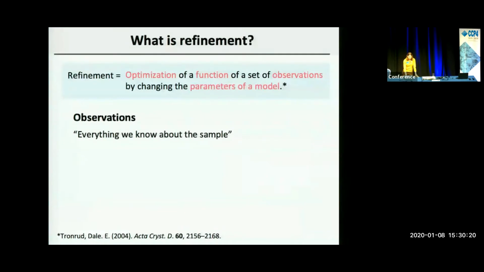The observations are everything we know about the sample. Very simply, that would be the experimental data, something which describes our sample. And then we have standardized stereochemistry. For example, if our molecule is a protein, we know that the protein is composed of amino acids, and we have a pretty good idea how an amino acid looks like from other experiments, such as small molecule crystallography. So we know about bond lengths, bond angles, if there are planes, and so on. And we can use this information to guide refinement. And then we have other information, such as the sequence, or in crystallography, the unit cell parameters.